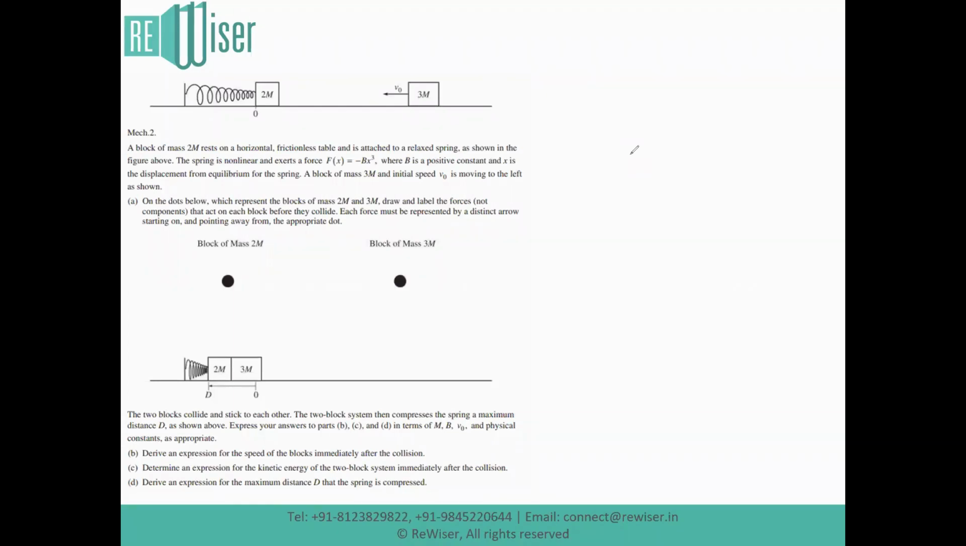Let's begin with the next question. Here we have a question dealing with conservation of momentum, energy, collisions, and elastic potential energy. So let's take a look.